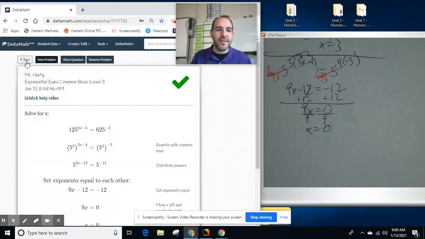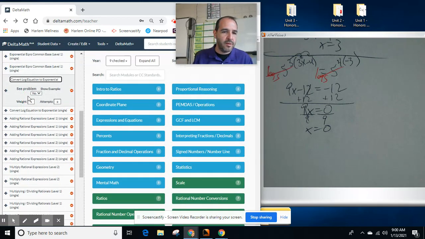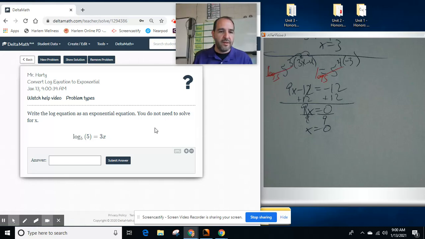See, I'm bound. One of these I know I'm going to screw up. I know that's sad to think the math teacher's going to screw something up, but it happens. All right. Write the log as an exponential equation. You do not need to solve for x. Okay.